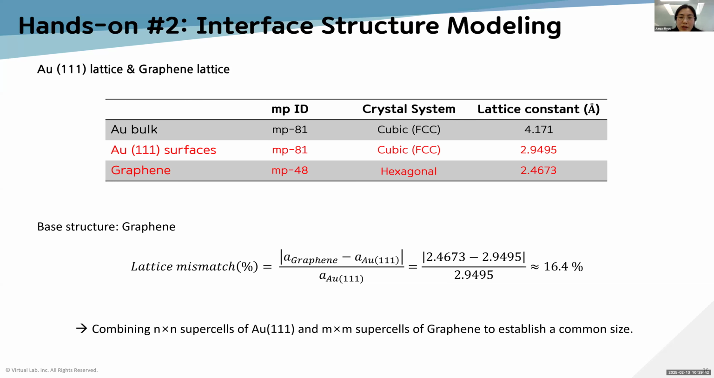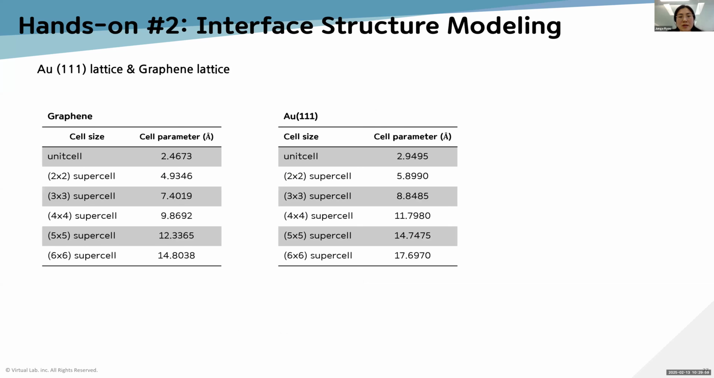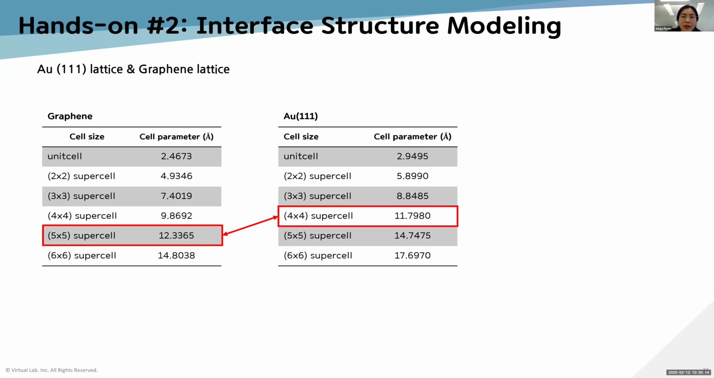So we need to find a way to reduce the strain effect by combining an n by n supercell of gold (111) with an n by n supercell of the graphene sheet. Now let's compare the cell parameters of different supercell sizes of the gold (111) surface and graphene. Maybe a good combination is a 5x5 supercell of graphene and a 4x4 supercell of gold (111). The strain effect on the gold (111) surface in this combination is about 4.5%.